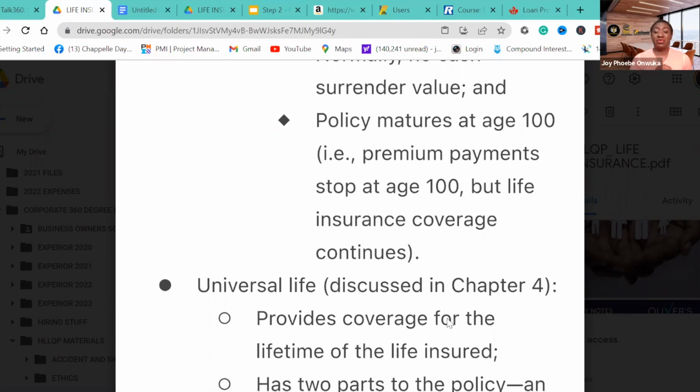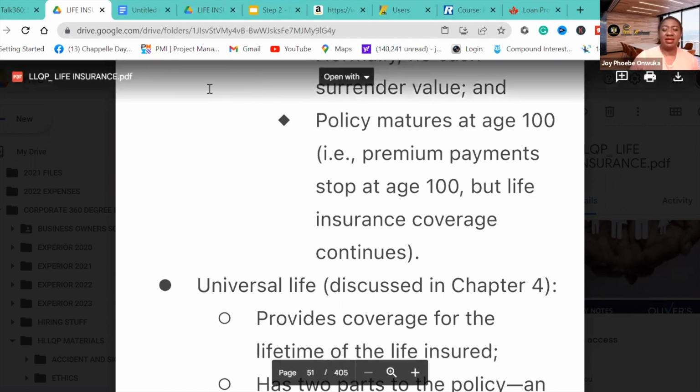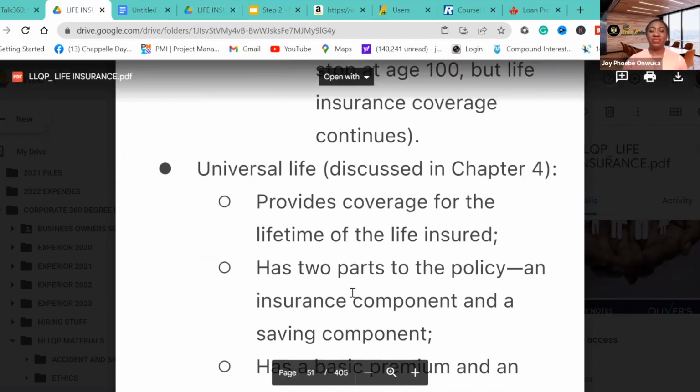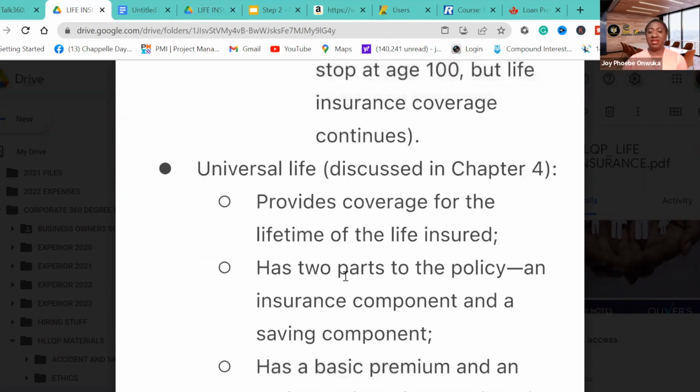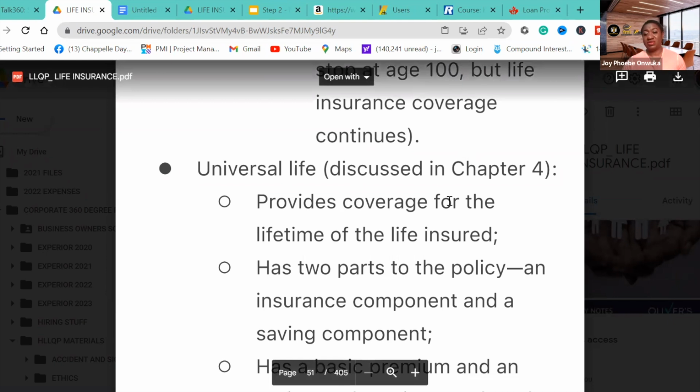And one important thing to note with 10 to 100 is that it does not accumulate cash back. Okay? Got it? Awesome. So we move on to the third type of permanent insurance, which is universal life. And this universal life is going to be discussed extensively in chapter 4.